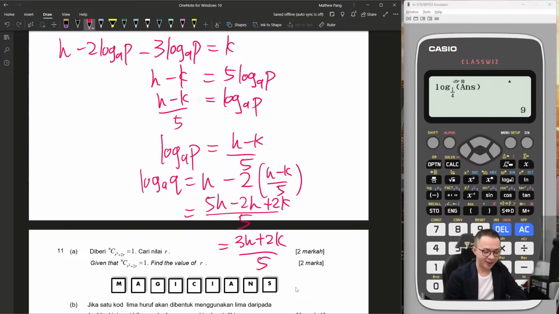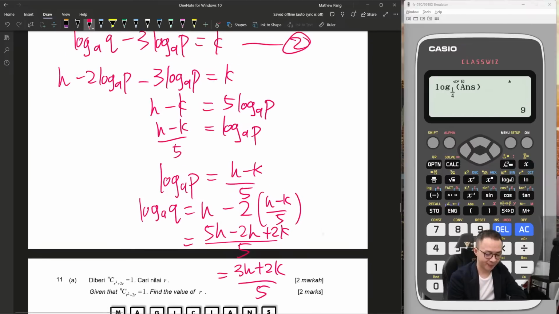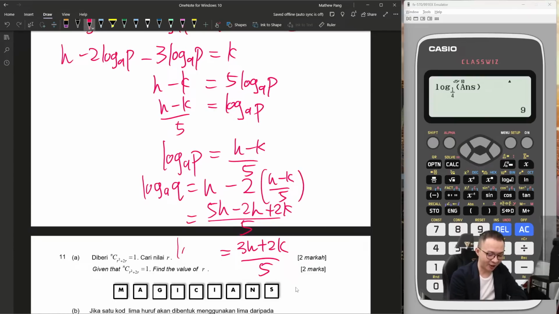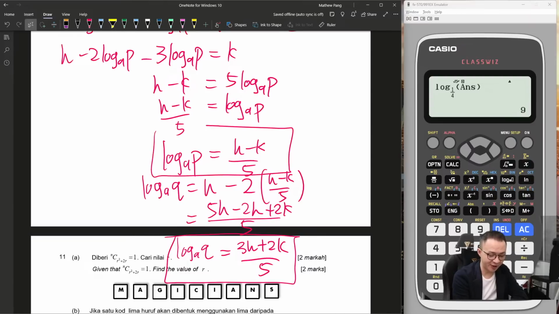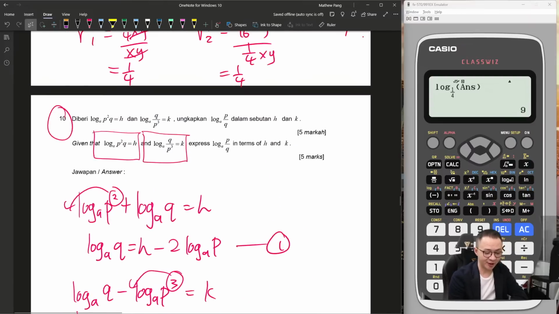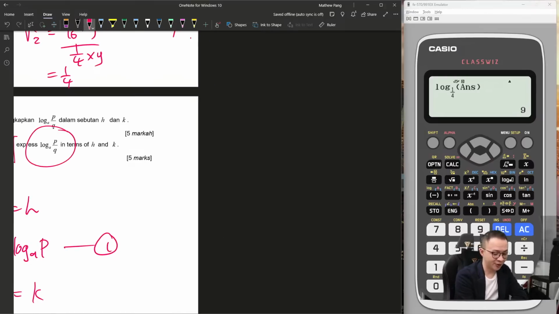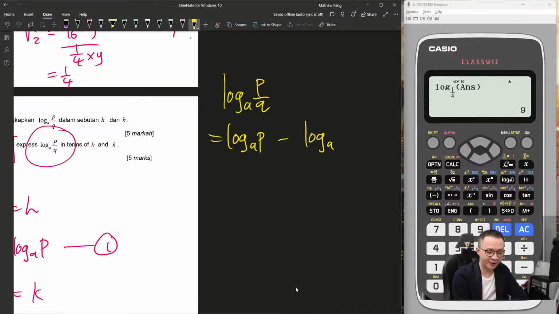I hope I didn't make any silly mistake here. Okay, so right now I have my log AQ also in terms of H and K, and my log AP also in terms of H and K. Then we'll just substitute back into here, into this one. So then now log AP over Q is equal to log AP minus log AQ, right?